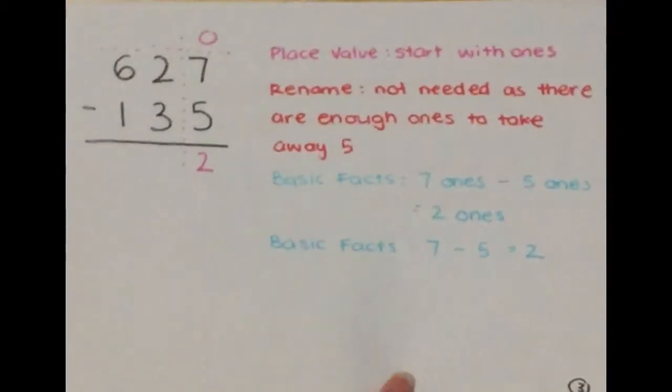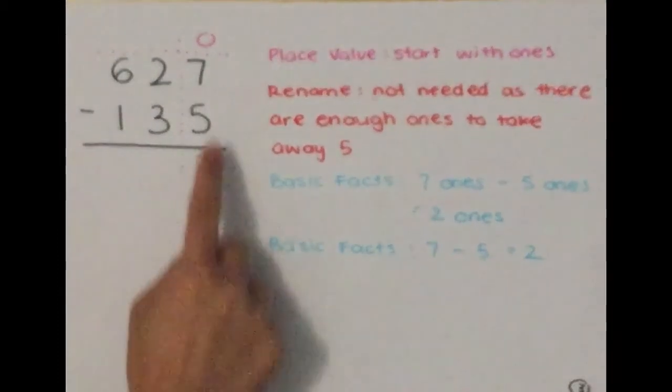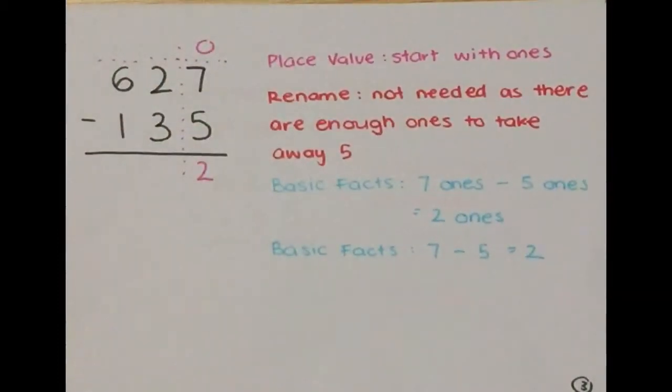Like addition, we start from right to left, starting with the ones column. We do not need to rename as there are enough ones to take away 5. 7 ones take away 5 ones equals 2 ones. 7 take away 5 equals 2.